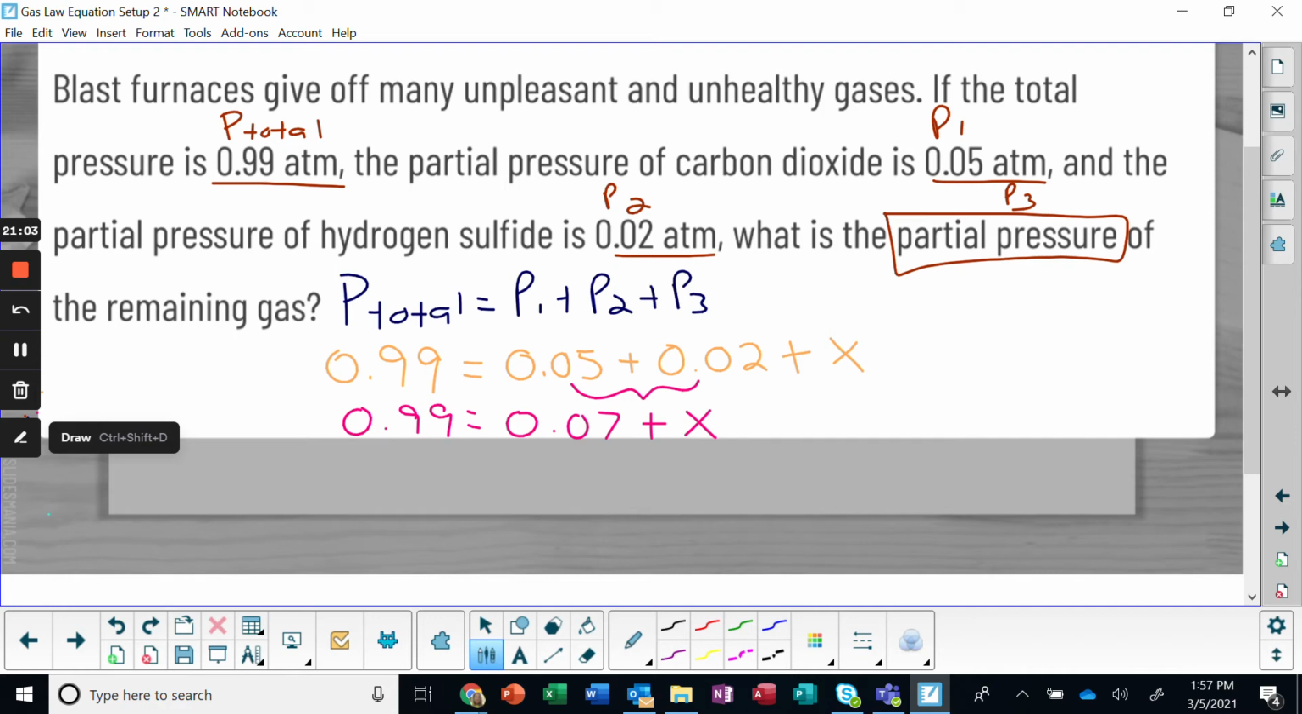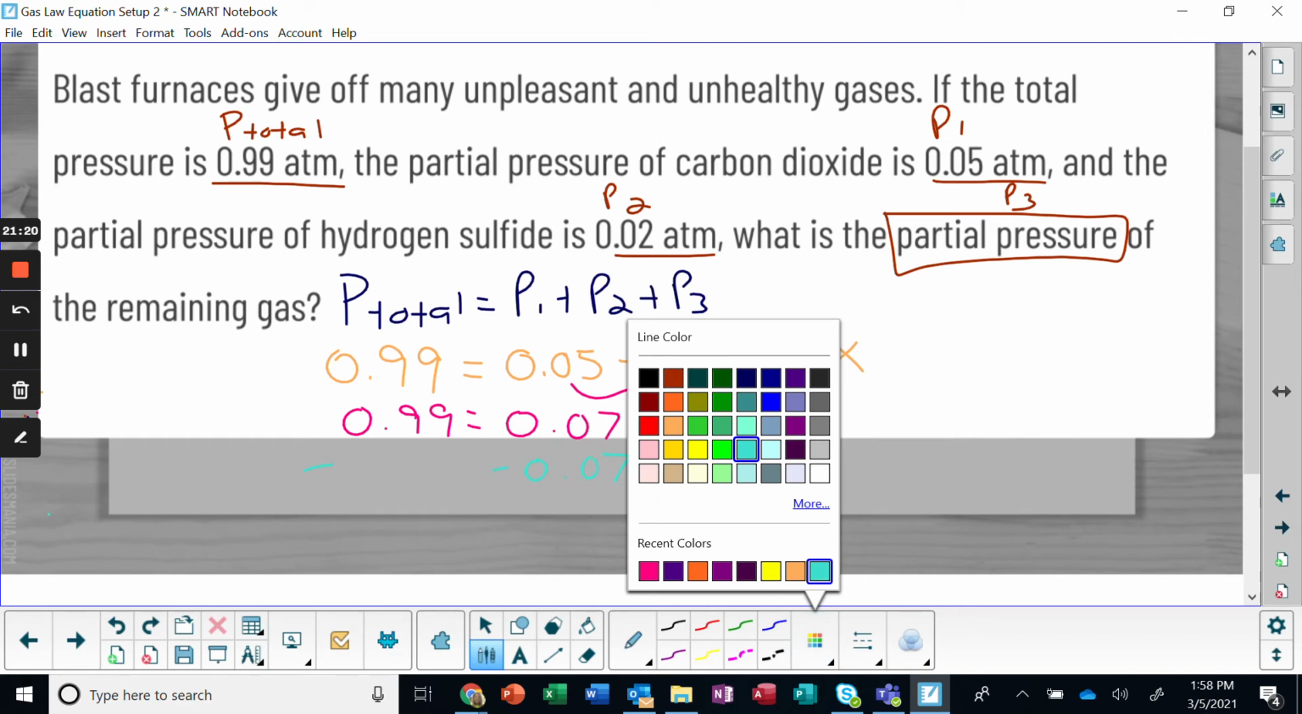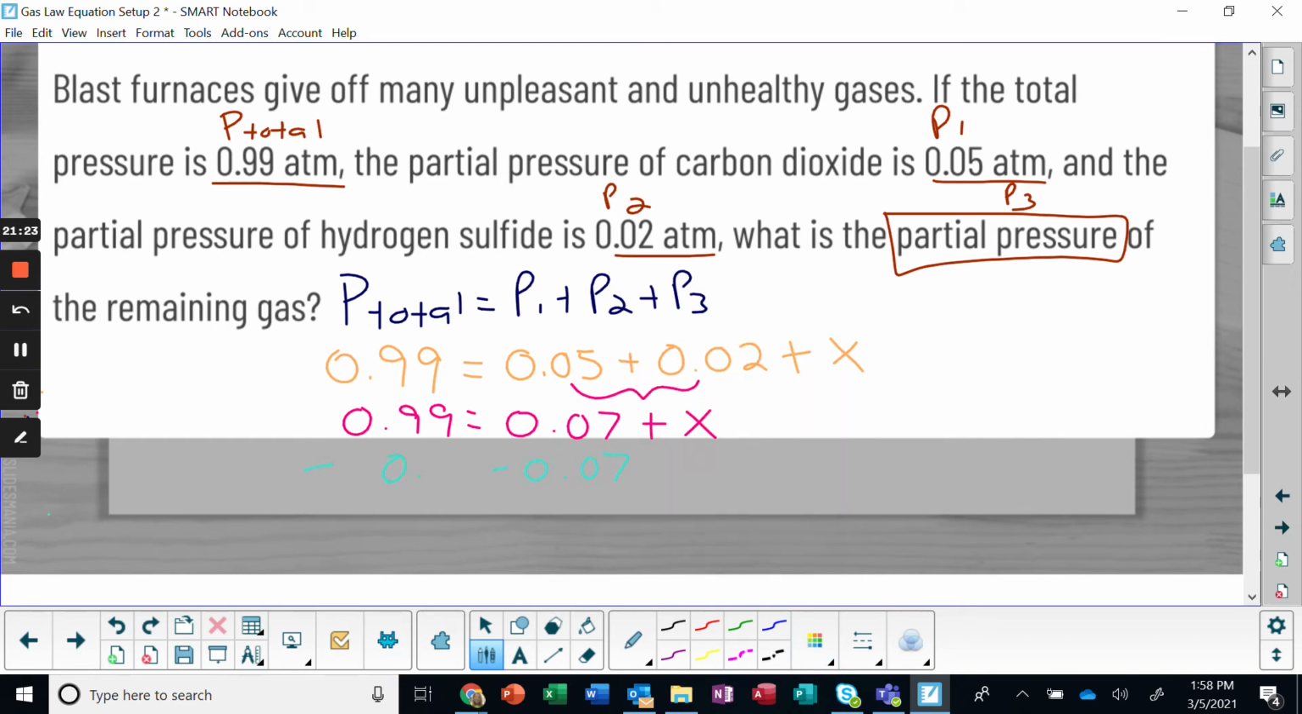Remember, we must always do the opposite function. So right now, 0.07 is being added to X, so the opposite of addition is subtraction. So minus 0.07 on both sides. These cancel out. So you get 0.99 minus 0.07, and you get X equals 0.92, and your units, ATM.